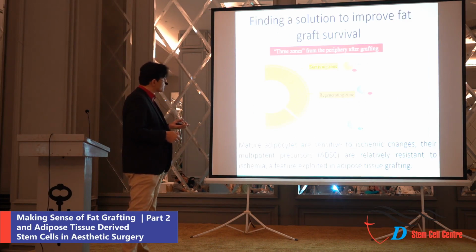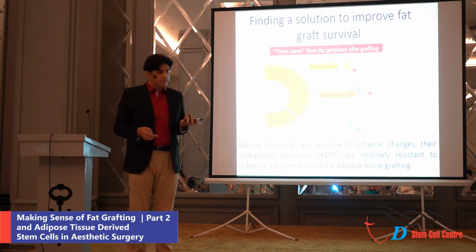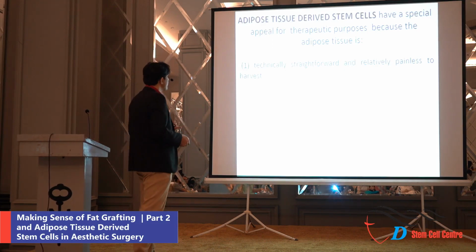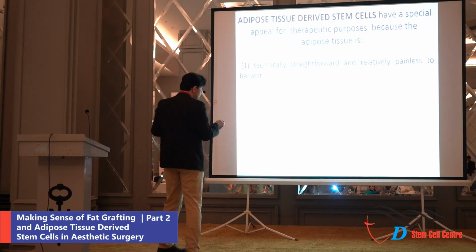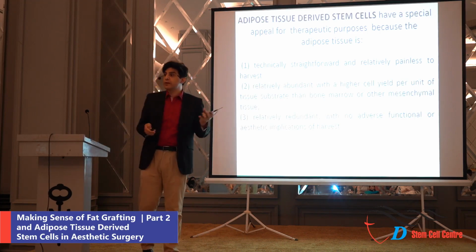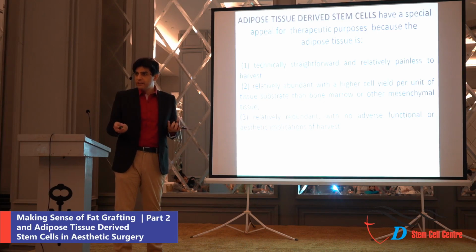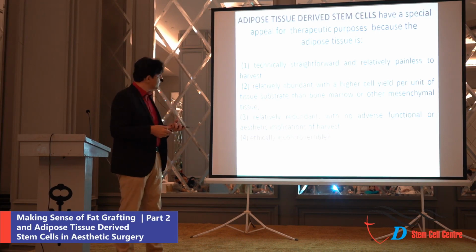So here is the role of stem cells. Adipose tissue-derived stem cells are relatively resistant to ischemia, so if we add them, then they would survive. Why is this important? These are the reasons why we should use adipose tissue-derived stem cells: easy, straightforward, you can easily harvest them, abundant supply, and minimal donor site morbidities.